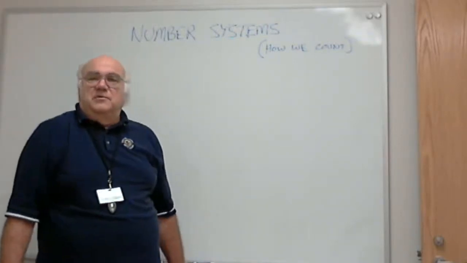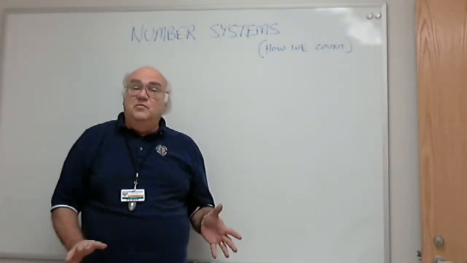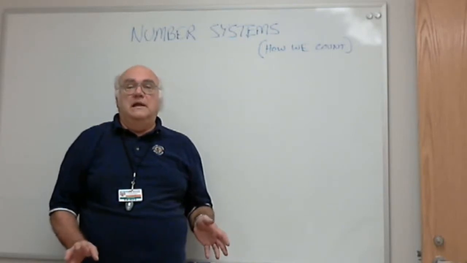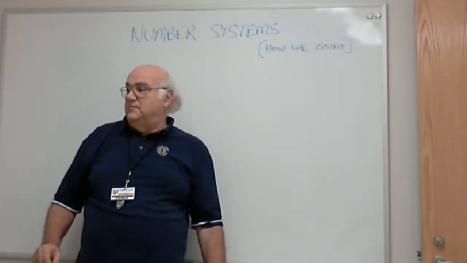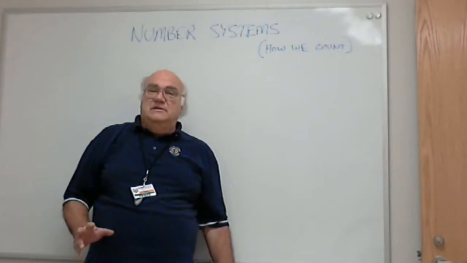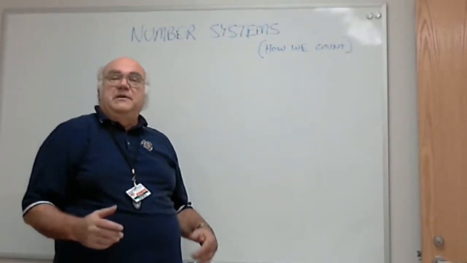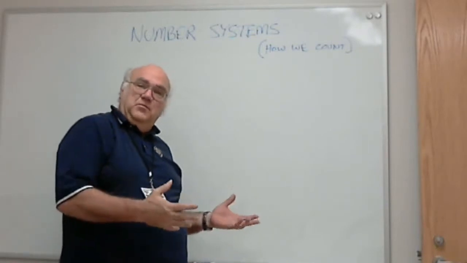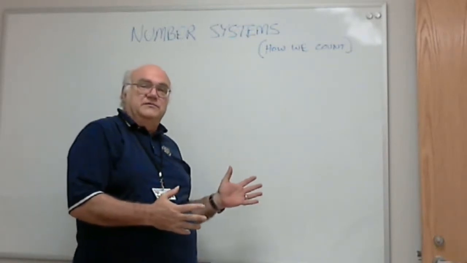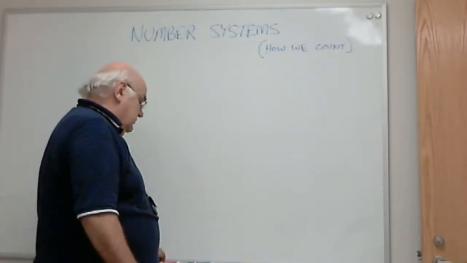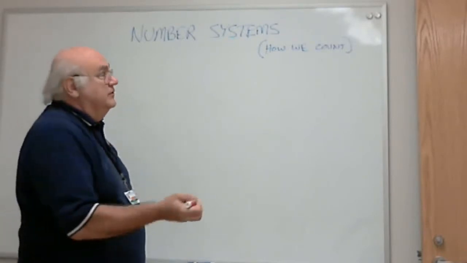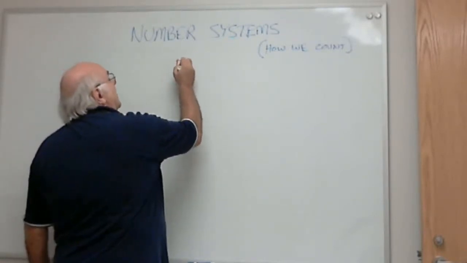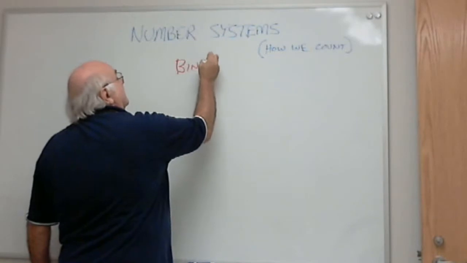Okay, welcome back to Number Systems, how we count. I'm assuming you've seen part one, which was the decimal numbering system. If you haven't already watched that little video, go back and watch that, because that's how we count normally in everyday life. That'll help you get a feel for how the numbering systems work, because now we're going to talk about how computers use numbering systems. We're going to talk about binary.